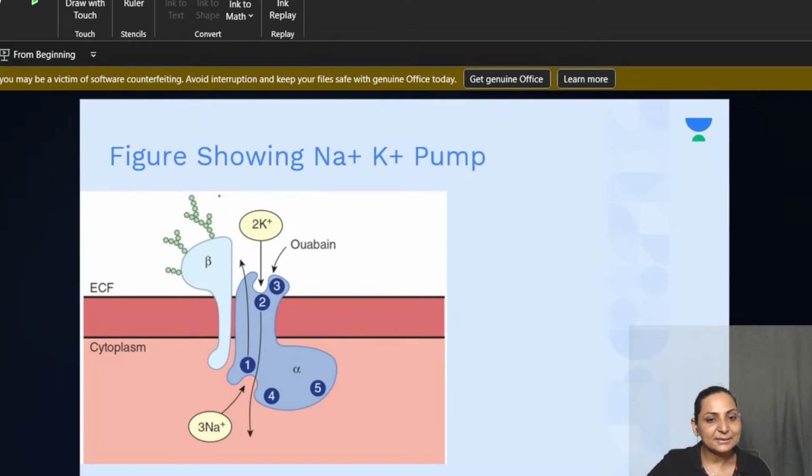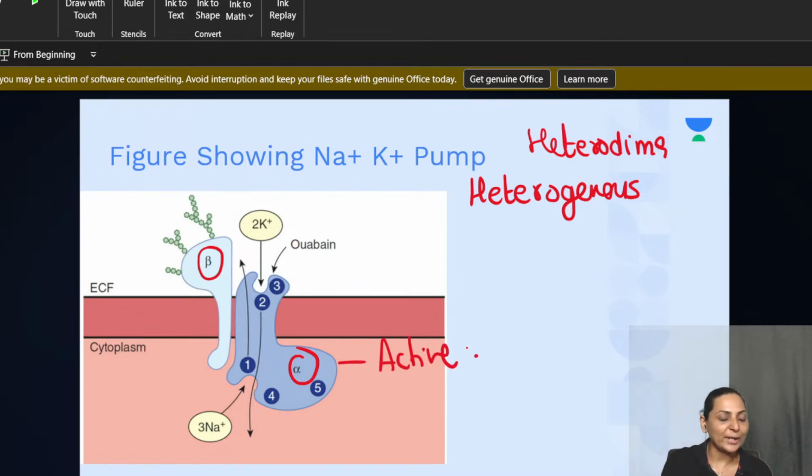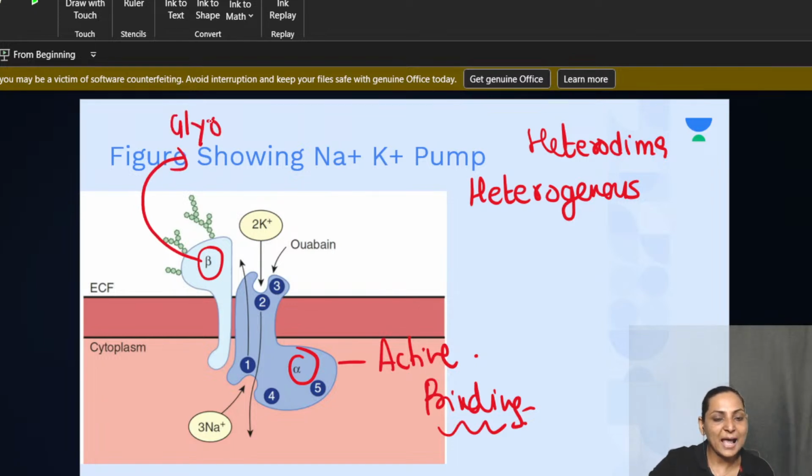Okay, so you can see that it is a heterogeneous heterodimer, which is having two subunits, alpha and beta, where the alpha is actually the active site. Why do we say active? Because all the binding sites are present on the alpha. So the binding sites are present on the alpha, and the beta only has glycosylation sites. Okay, it only has got glycosylation sites.